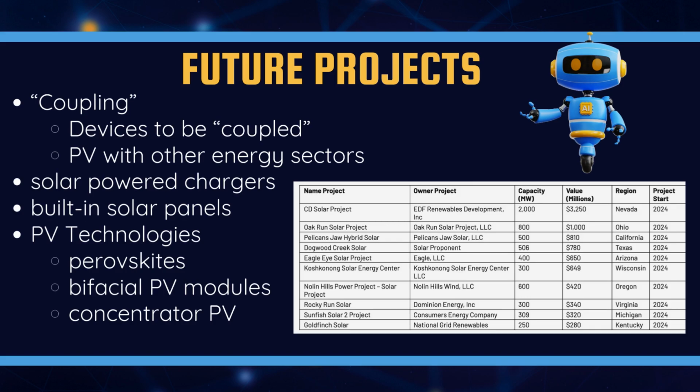Scientists are also exploring emerging PV technologies, including perovskites, which are solar cells that have a high conversion efficiency, over 25%, and low production cost. Bifacial PV modules are also included in the emerging PV technologies, as they can collect light on both sides of the PV cells. Lastly, concentrator PV technology utilizes low-cost optics to concentrate light onto a smaller solar cell.